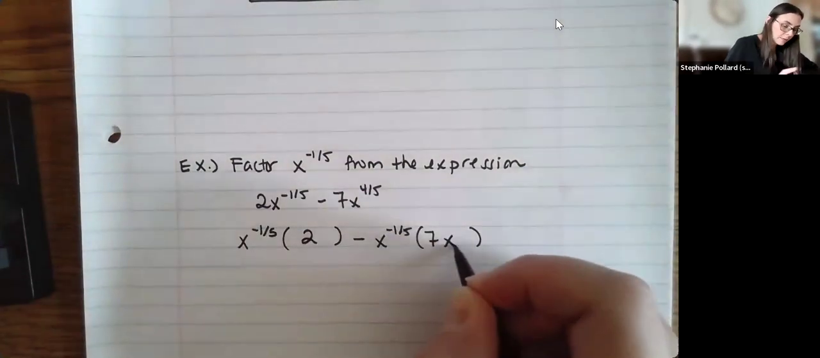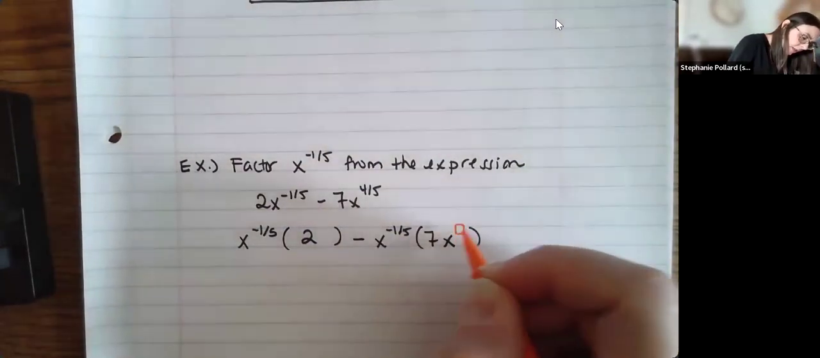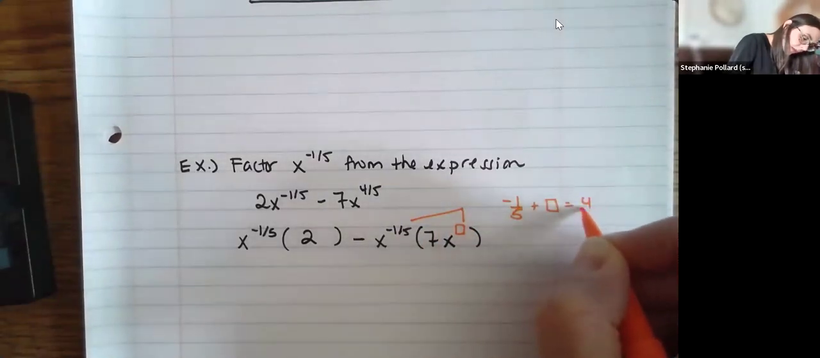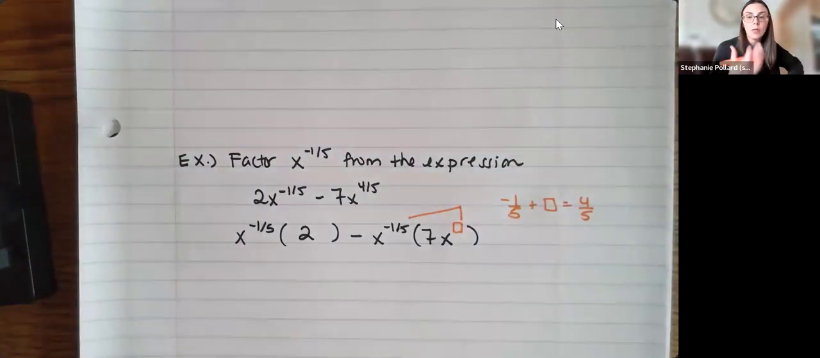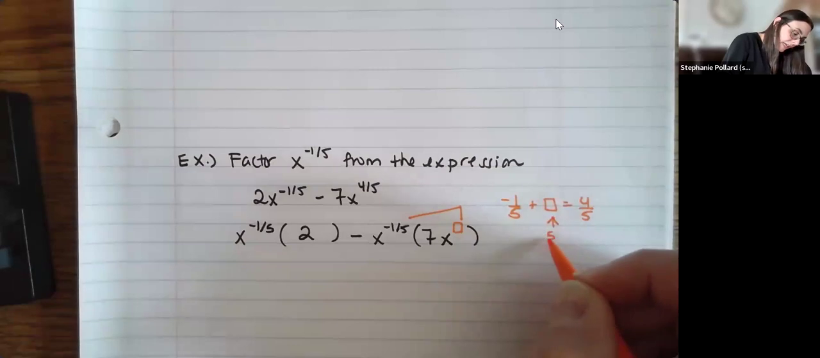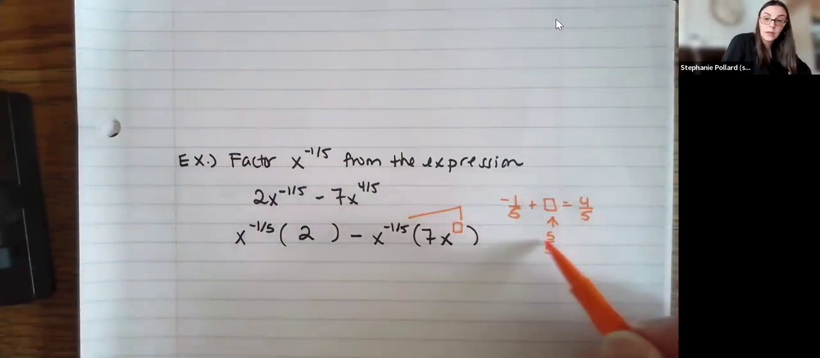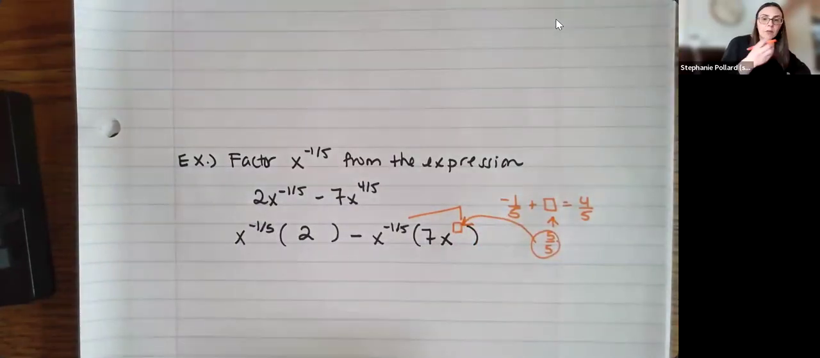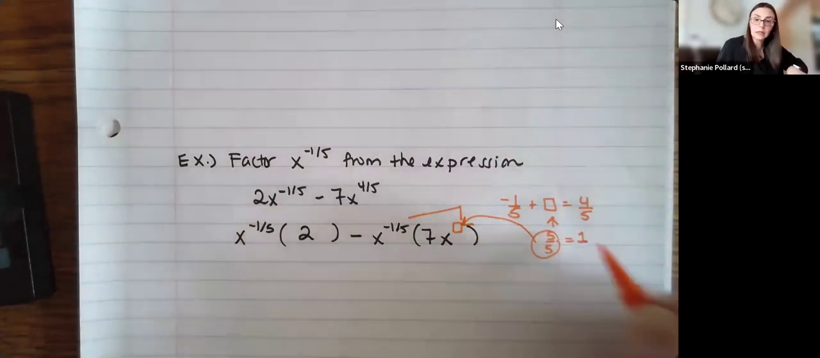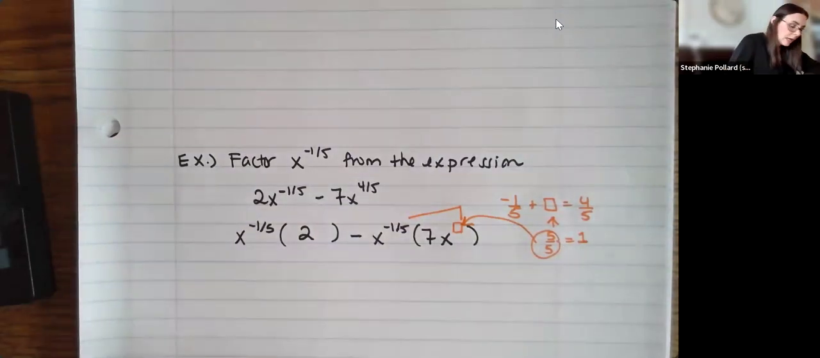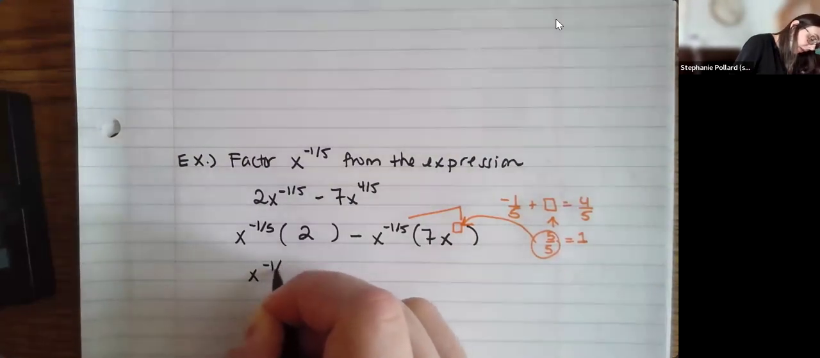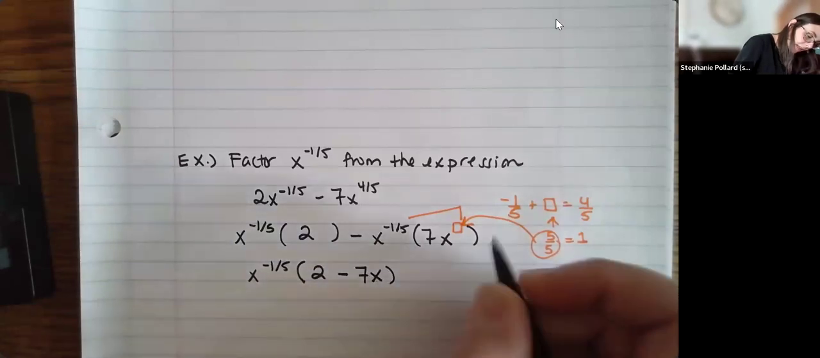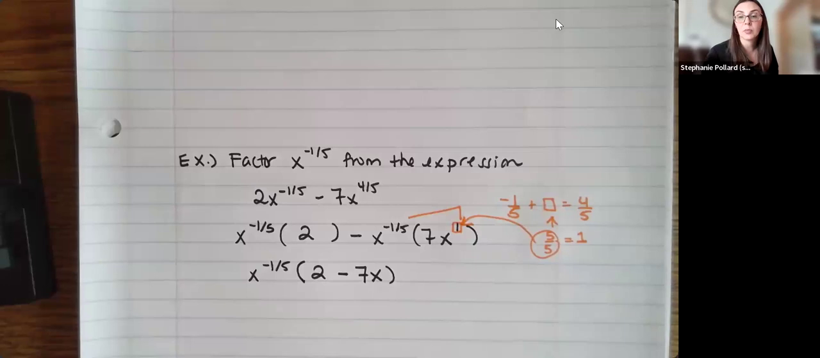So it's x to some power. And again, you're asking yourself, well, when I add these together, what would get me to 4/5, right? Well, the thing that would get me to 4/5 would be if I put this as 5/5, right? -1 plus 5 would be 4. So that's what's going to go here for my power. Now, notice that 5/5 is actually the same thing as 1. So this is x to the 1st power. So x to the -1/5 multiplied by 2 minus 7x. And again, this would be just the 1st power there, and that would just be x.